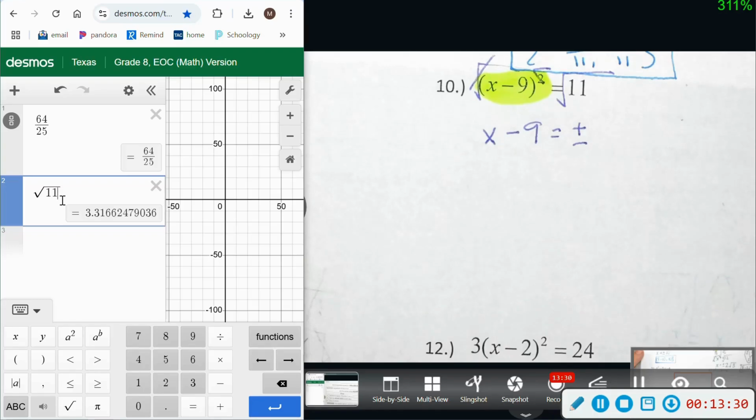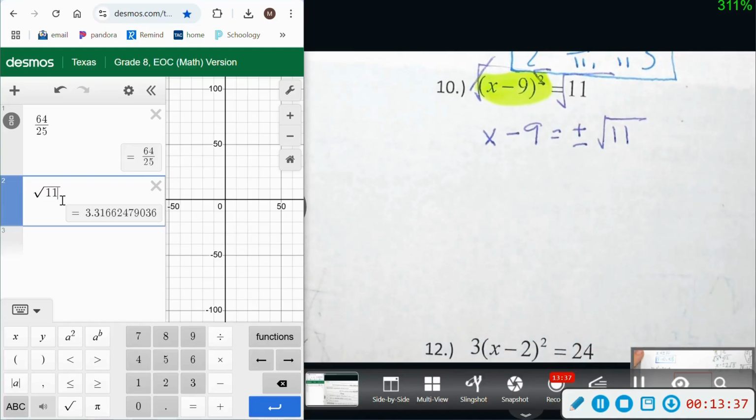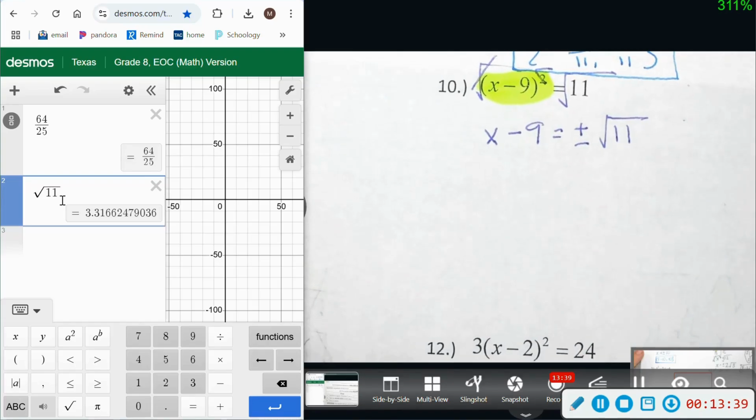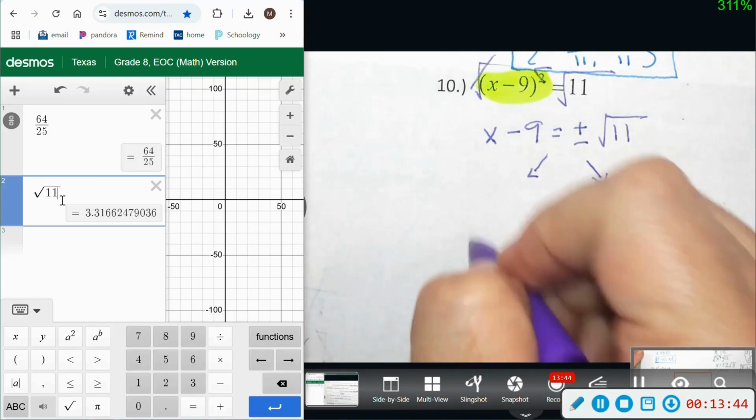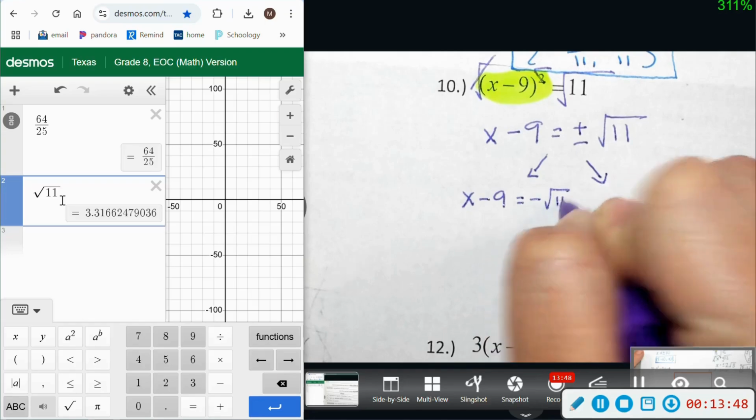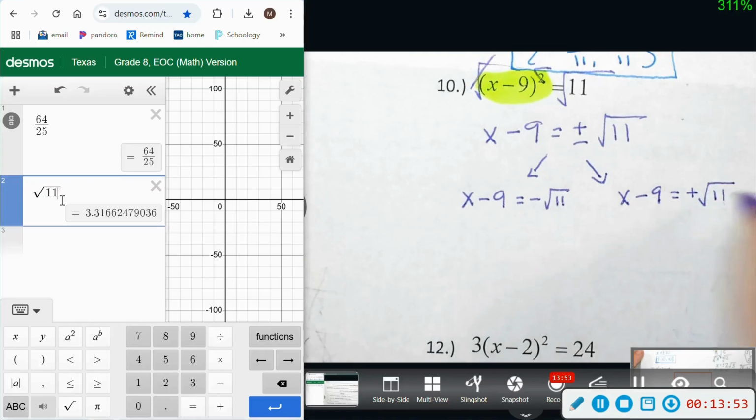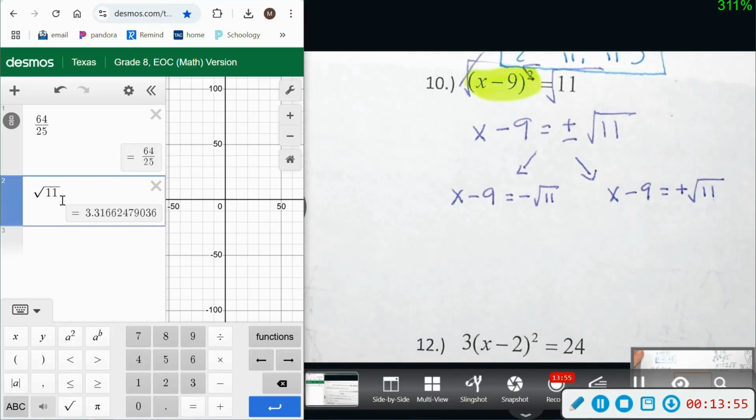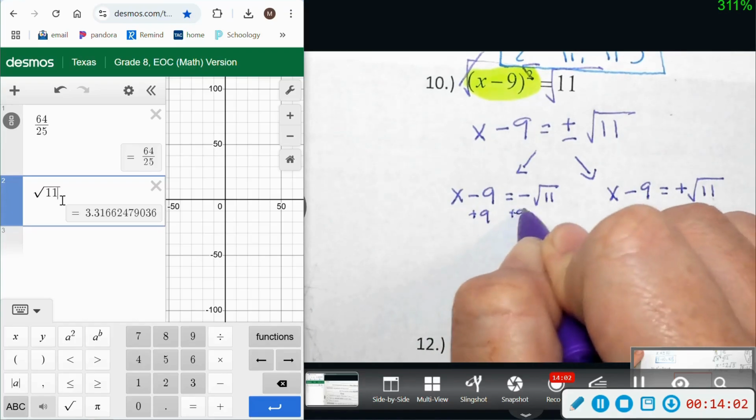But here's my question. Isn't 11 prime? So can it even break down? So then there's nothing to simplify. Now, this is the weird part. So again, because x isn't by itself, we're going to have to separate. So we have x minus 9 equals negative square root of 11. And then x minus 9 equals positive square root of 11. Somebody has to go before you, so I'm going to add 9 to both sides.